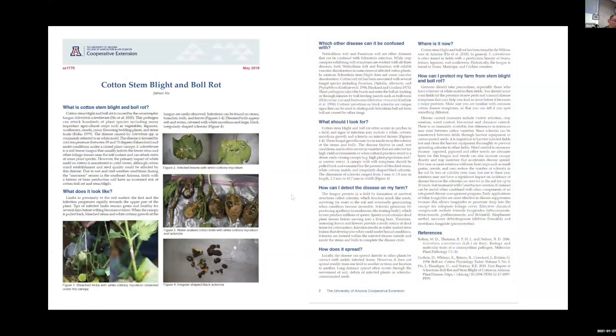I also want to mention briefly a condition called boll rot by Sclerotinia sclerotiorum. If you rotate your cotton field with a bean field or a vegetable field, Sclerotinia boll rot or stem blight could show up in your field. This extension publication summarizes the symptomology and also the management options.